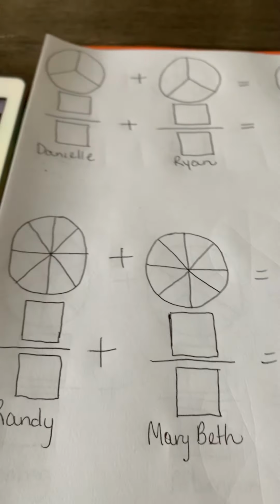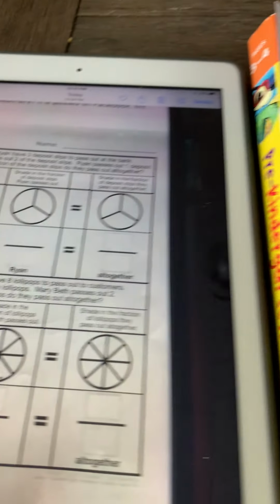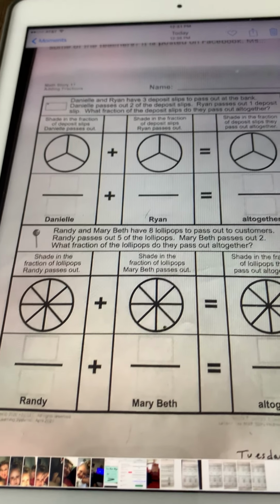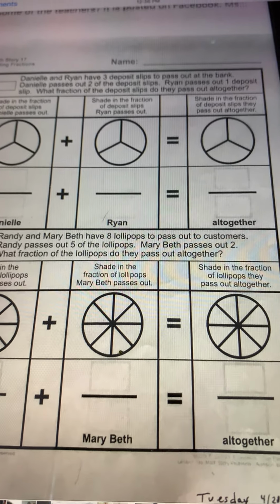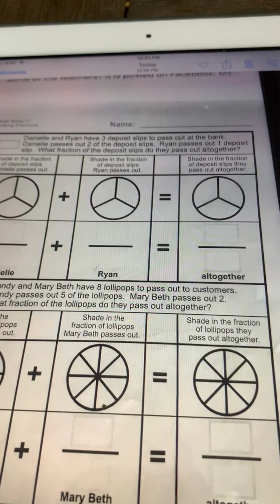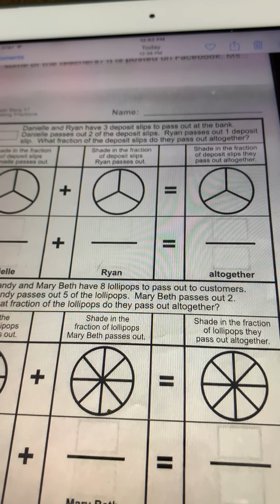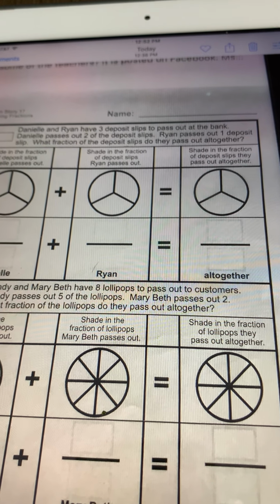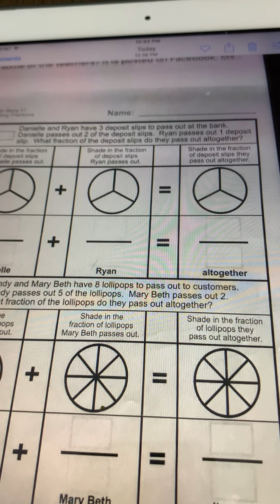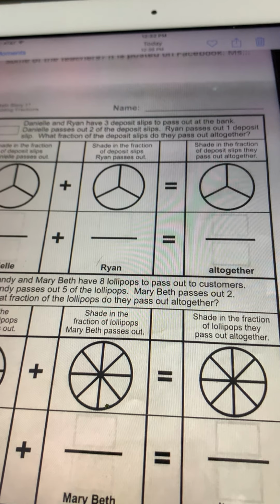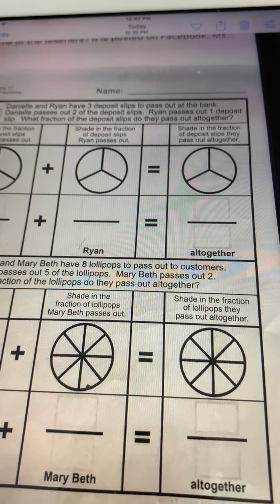But Miss Tiffany is going to go ahead and work on all your other ones. And this is your math sheet for Tuesday. And the top part reads, Danielle and Ryan have 3 deposit slips to pass out at the bank. Danielle passes out 2 of the deposit slips, and Ryan passes out 1 deposit slip. What fraction of deposit slips do they pass out altogether? So how many did they have altogether? They had a total of 3.